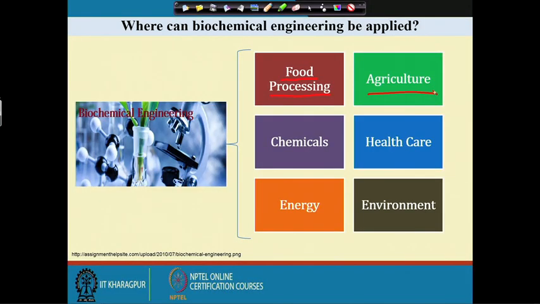Now, these biochemical processes can be used for the production of different chemicals. I have already given examples of ethanol, citric acid, acetic acid, lactic acid, all these things, different types of butyric acid, all can be produced through biological means.